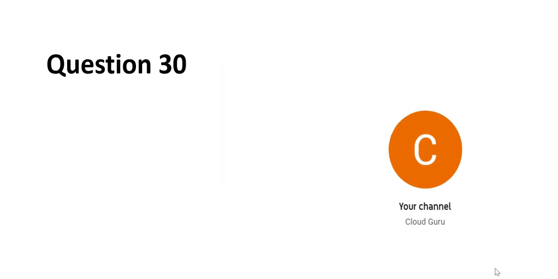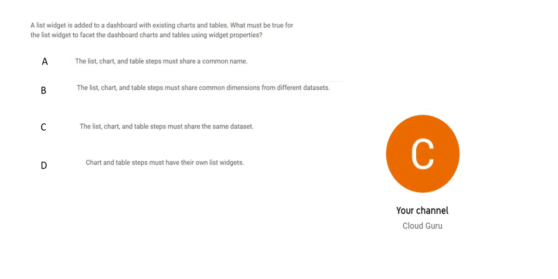Let's look at question 30. A list widget is added to a dashboard with existing charts and tables. What must be true for the list widget to facet the dashboard charts and tables using widget properties? Faceting means if one changes, the other should also reflect. Option A says the faceting will happen only if they share a common name, which is wrong. The naming can be anything. That's common sense. Any tool will not have such restrictions that the name should be the same. The names are usually unique, so they cannot share a common name.